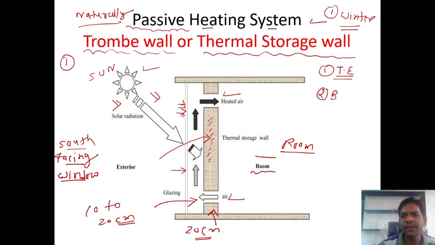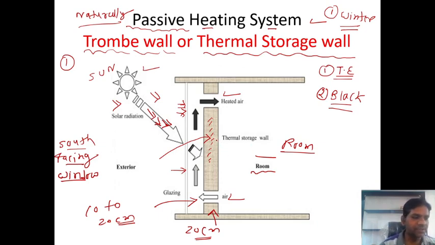The concrete wall is about 20 centimeters thick, guys, and painted black. The color on the wall is black. Why provide the black color? Because we know that black color absorbs a lot of radiation. A black body is a perfectly absorbing system. So it serves as both a radiation absorber and a heat storage medium.